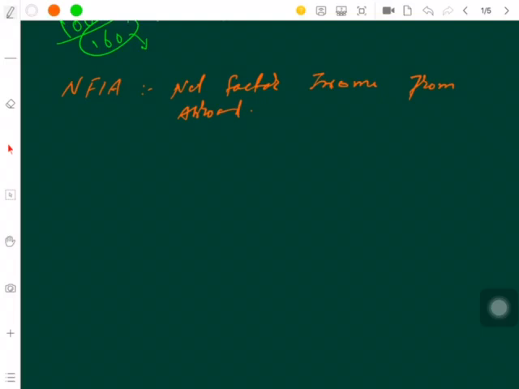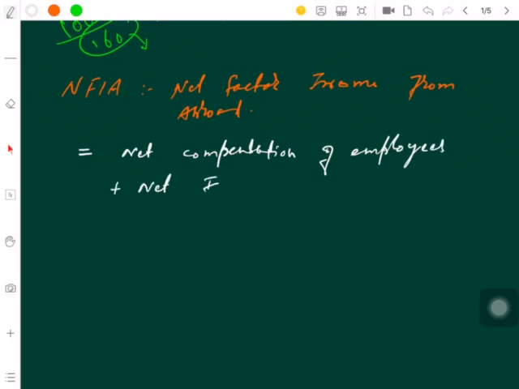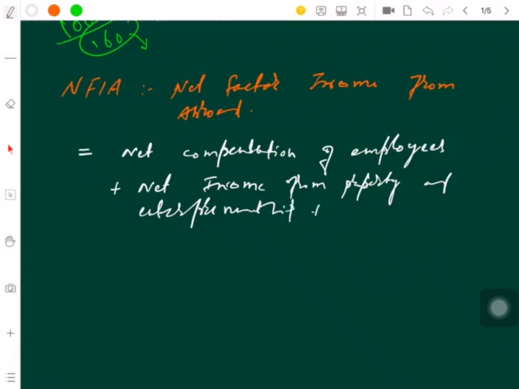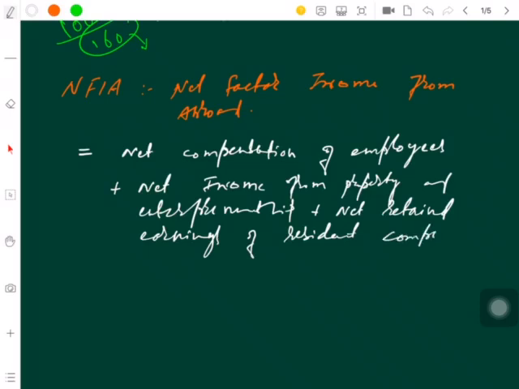So net factor income from abroad is equal to net compensation of employees plus net income from property and entrepreneurship plus net retained earnings of resident companies abroad.